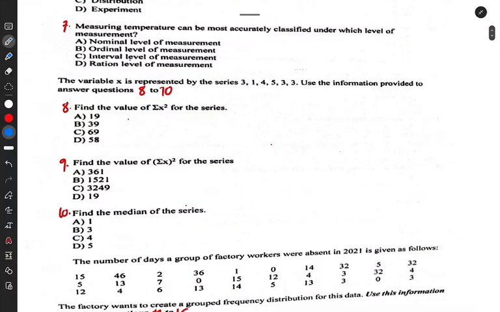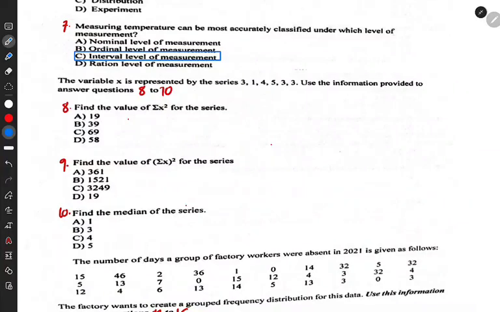Question 7. Measuring temperature can be most accurately classified under which level of measurement? A, nominal level; B, ordinal level; C, interval level; and then D, ratio level. So what should be the right option here? Drop your answer in the live chat session and let's see. So measuring temperature is supposed to be an interval level of measurement. So let's take note of that.